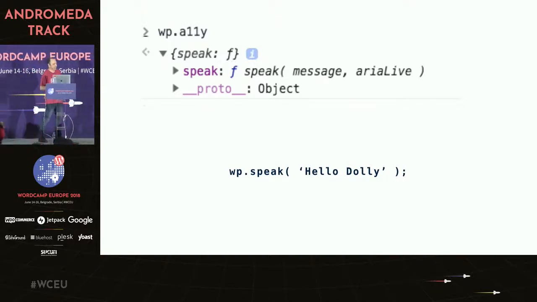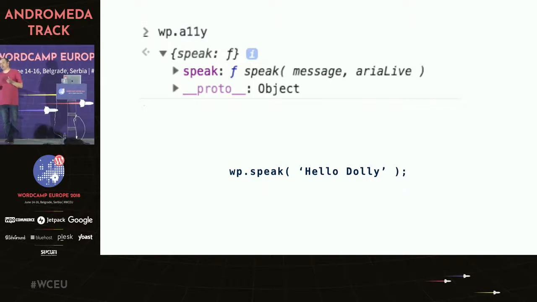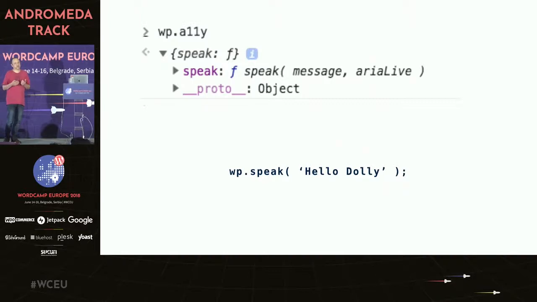And wp.a11y, or accessibility, has only one method. It's used to speak messages to assistive screen readers. And this is actually especially important for JavaScript applications. Screen readers have a hard time understanding when dynamic actions are occurring on the screen. So it's important if you have, say, a search box with new content coming in dynamically, that you use something like wp.speak to announce those events to screen readers.